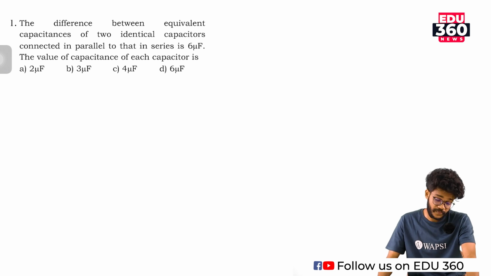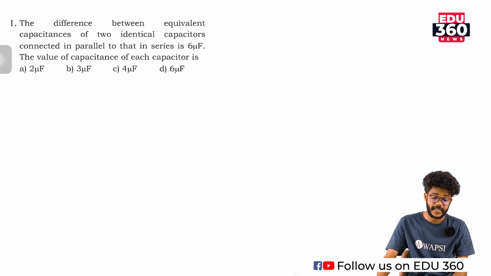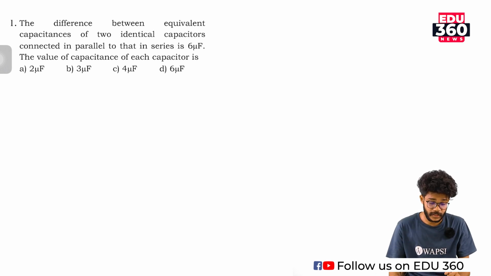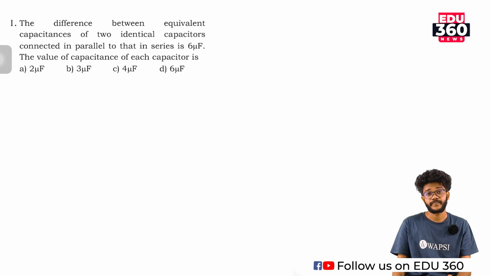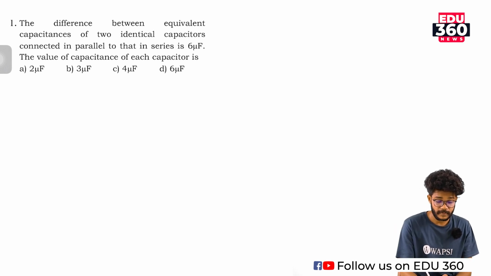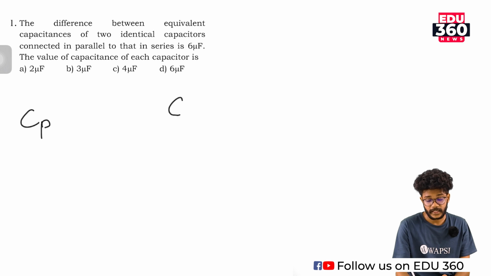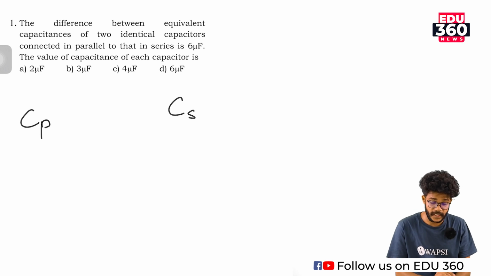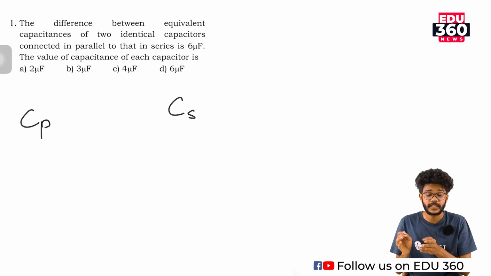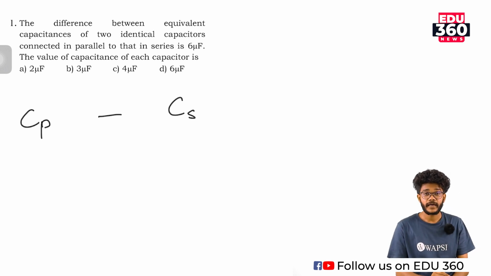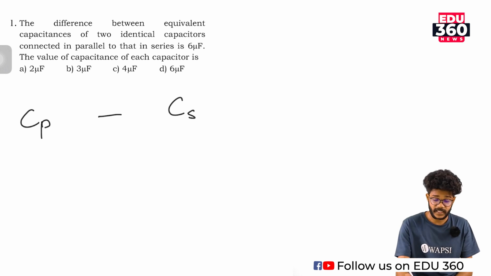Okay. The first question is the difference between the equivalent capacitance of two identical capacitors connected in parallel to that in series is 6 microfarad. So the capacitance connected in parallel and the capacitance connected in series. That means Cp minus Cs, capacitor in parallel minus capacitor in series, gives 6 microfarad.